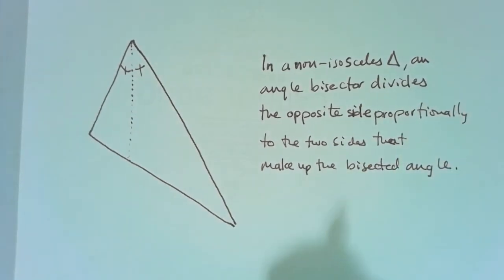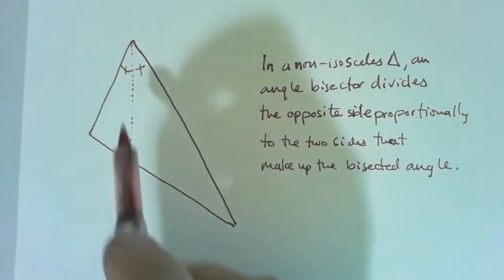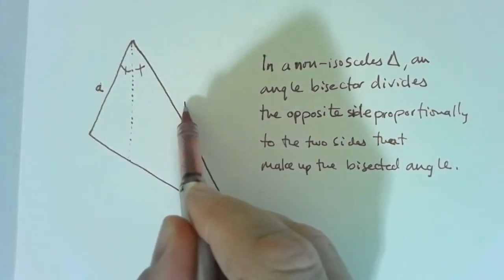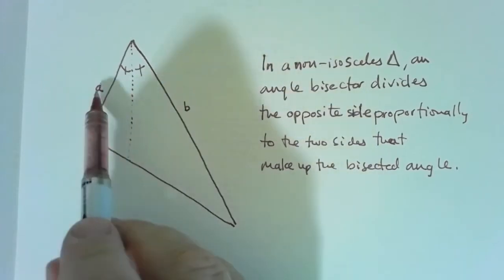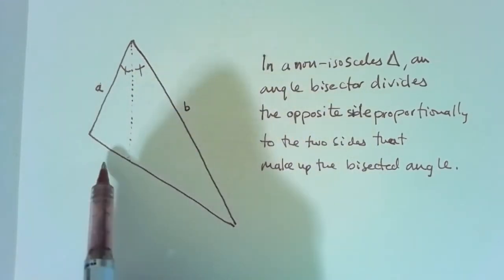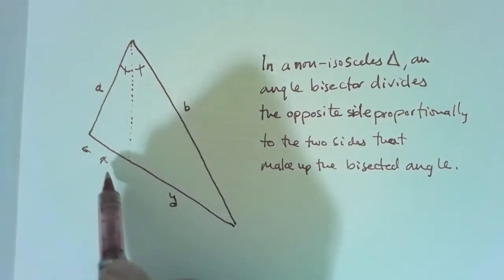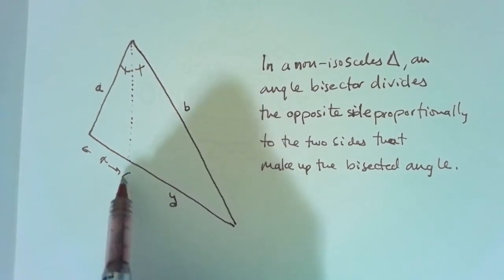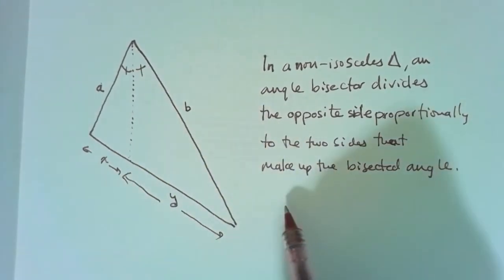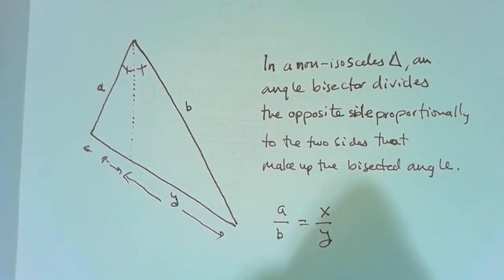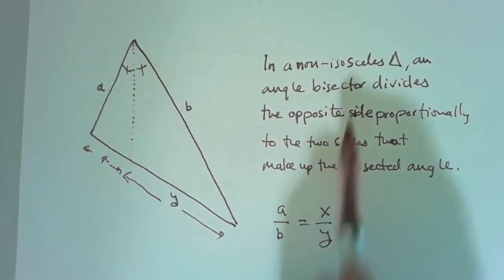That's a lot of fancy words. Let me write it in symbols. Let me put some variables on here. If these two lengths are, say, A and B, what I'm saying is the ratio of these two is the same as the ratio of these two pieces down here. So if this is X and Y, X going from here to here, Y the rest of the side, then I'm saying that A over B is the same ratio as X over Y. That's it in a formula. This is it in words.